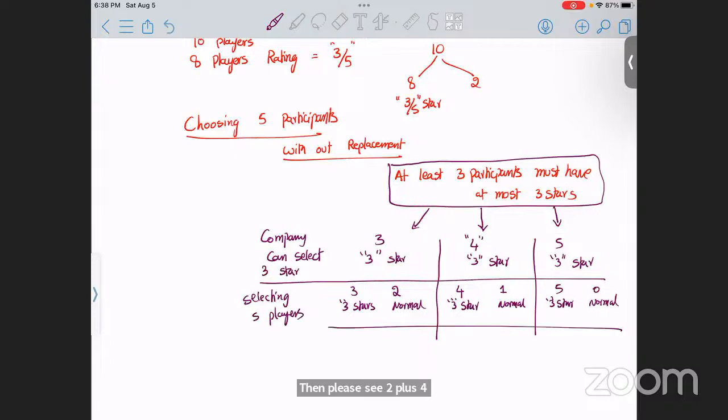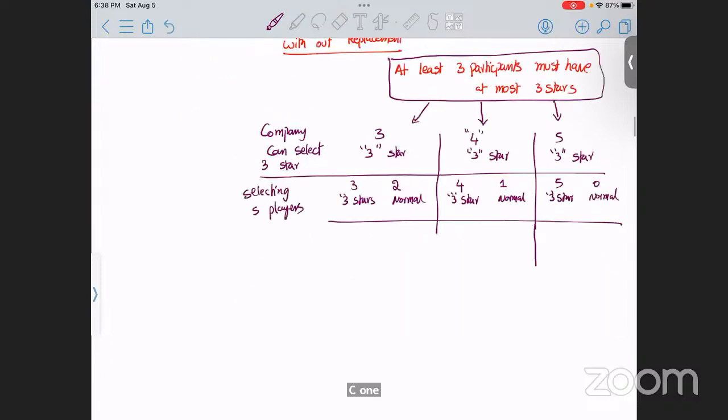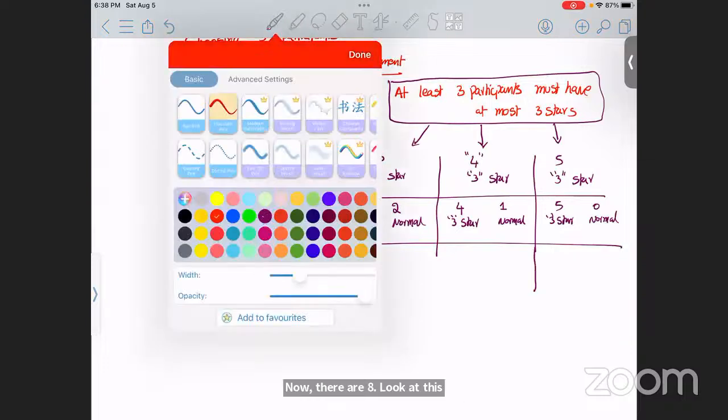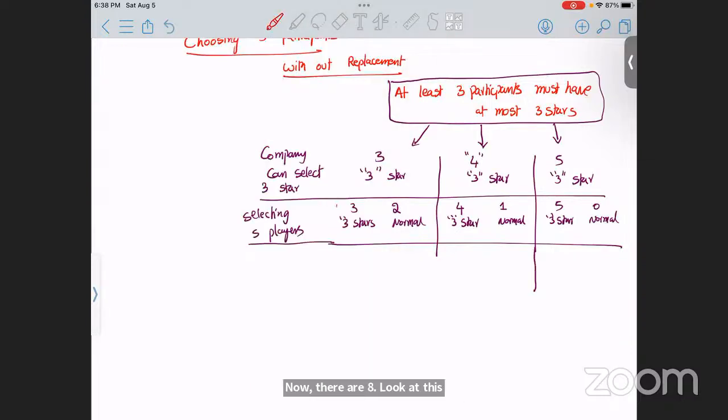Now listen to this carefully. Now there are 8. Look at this. I want to change color. Out of 8, we have to select 3.